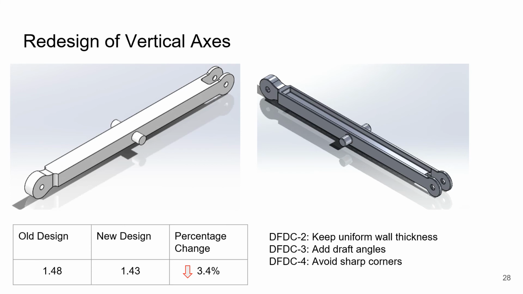Material was removed to reduce the average wall thickness and achieve a more uniform wall thickness across the part. Draft angles were also added to vertical surfaces to assist with part removal from the die casting machine. Finally, fillets were added on all sharp corners to prevent weak points in the part. These changes lowered the manufacturing cost to $1.43 per part, or a 3.4% cost decrease.